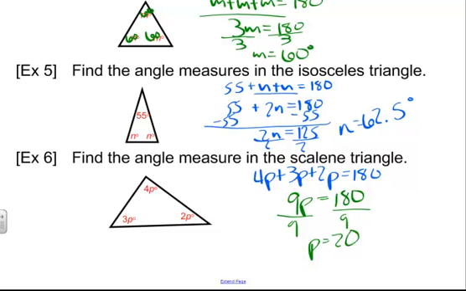I'm not done with that yet. I need to figure out what each one is. If p is 20, and let's say here, this is 2 times p, then that's actually 40 degrees, because 2 times 20 is 40, right? Same thing here. 3 times 20 is 60, so that's 60 degrees. Here, 4 times 20 is 80, so that's 80 degrees. And 80 plus 60 is 140, plus 40 is 180. It works, okay?